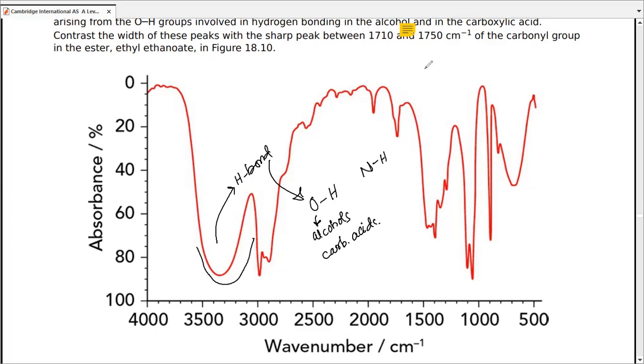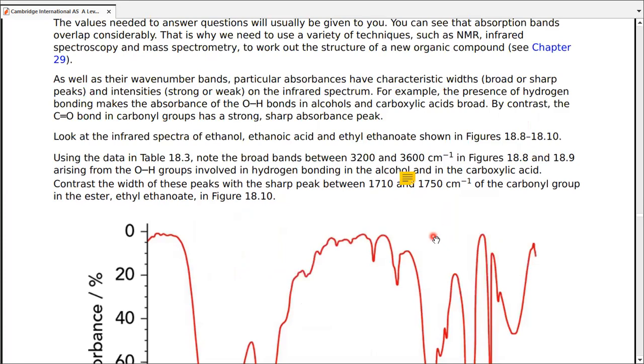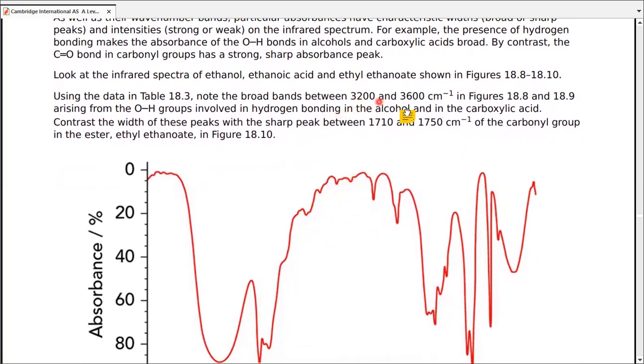So this kind of discussion would be given to you so that you can answer these questions in the exams. Now, by contrast, the C=O bond in the carbonyl group has a strong peak, but at the same time sharp, not broad. All right. So this gives you an idea how OH bonds in alcohols and carboxylic acids differ in width as compared to C=O bonds in the carbonyl group, including aldehydes and ketones. Right. So we can talk about different tables, data, and different peaks.